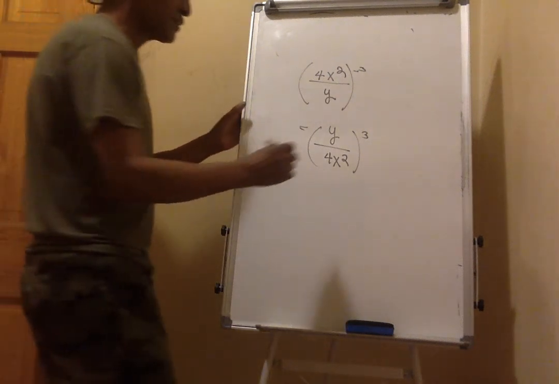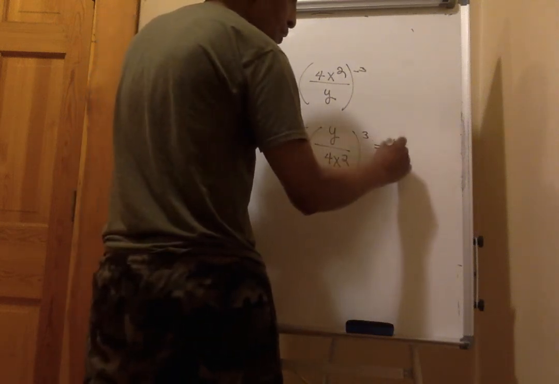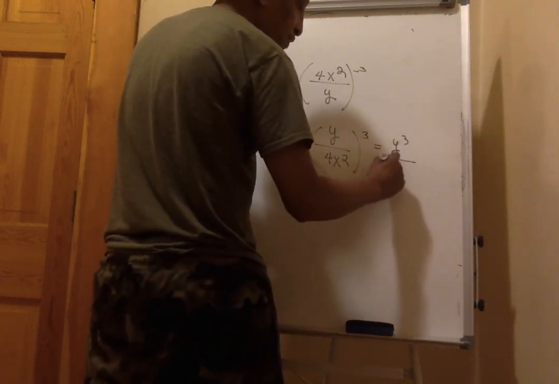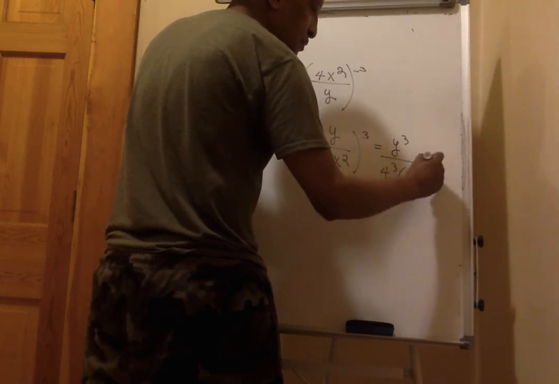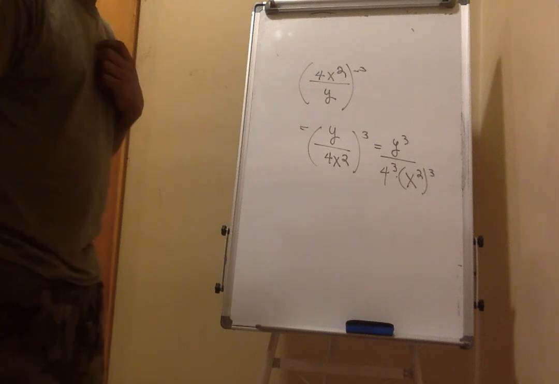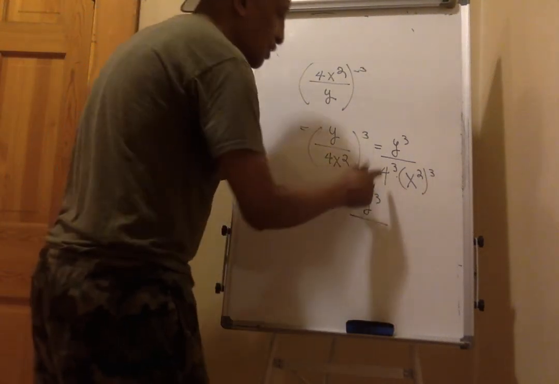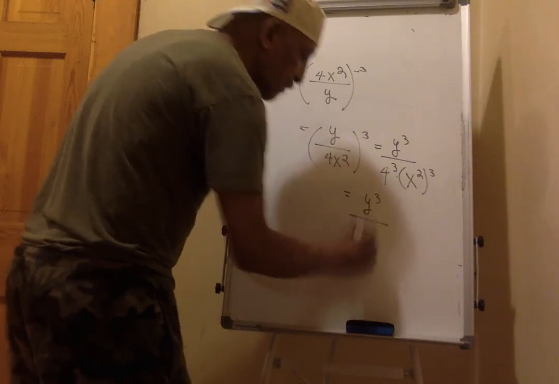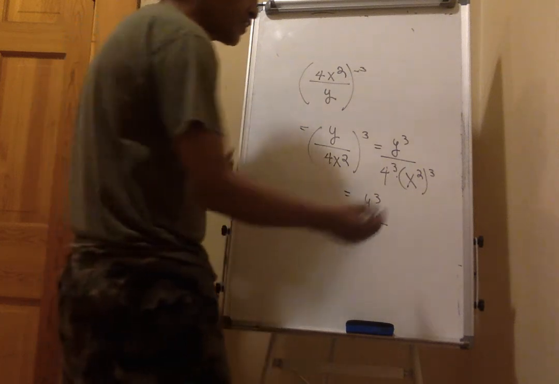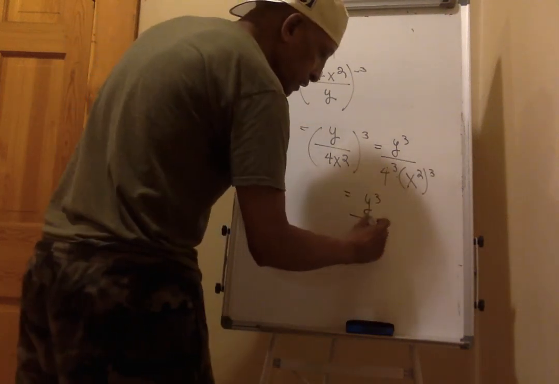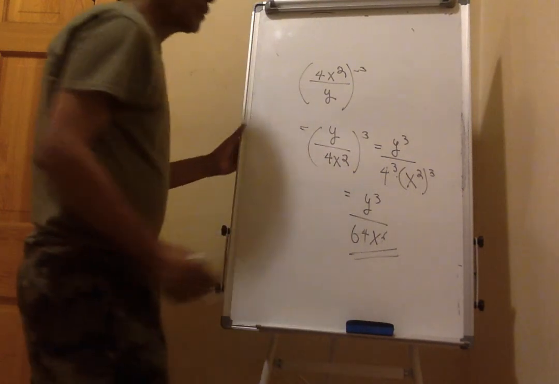Now you can do what? Since everything is raised to the 3rd power, this is y to the 3rd over 4 to the 3rd times x to the 2nd to the 3rd. Your y to the 3rd stays y to the 3rd. 4 to the 3rd gives you 64. And this one is a power of x to the 2nd raised to the 3rd, meaning what? Multiply 2 times 3, which is x to the 6, and we're done.